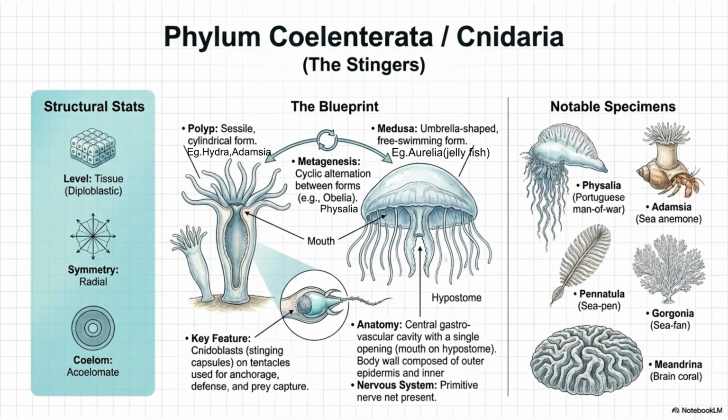Phylum Coelenterata, or Cnidaria, are the stingers, with a tissue-level, diploblastic, and acoelomate organization, exhibiting radial symmetry. They exist as polyp, sessile, asexual, or medusa, free-swimming, sexual forms, with life cycles showing metagenesis. Their key feature is cnidoblasts for defense, offense, and prey capture.